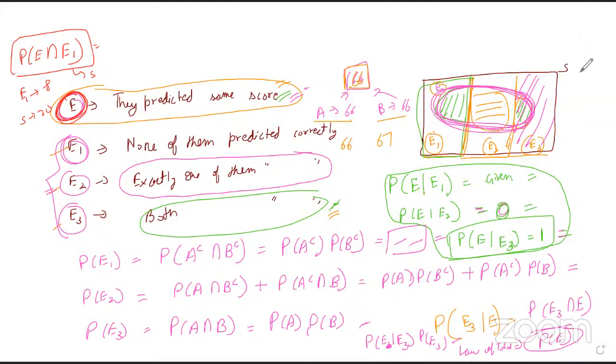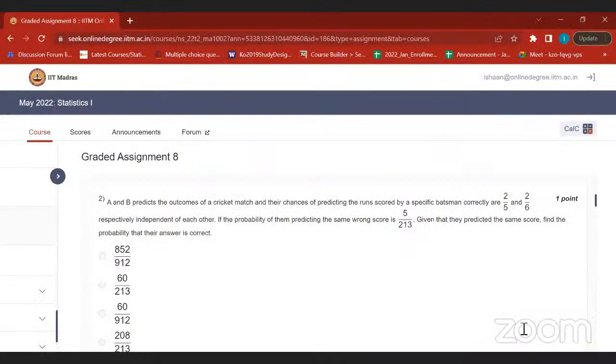Well, you are saying the total sample space consists of 20. Yes. E intersection E1 has 5, so the probability of E intersection E1 would be 5 by 20, right? Yes. So this 5 by 20 is what is given in the question, the same wrong score. They have not mentioned the probability of the same score given that they were wrong. If the statement had been that they predicted the same score given that they were wrong, then it would have been 5 by 8. But here it is 5 by 20, no?